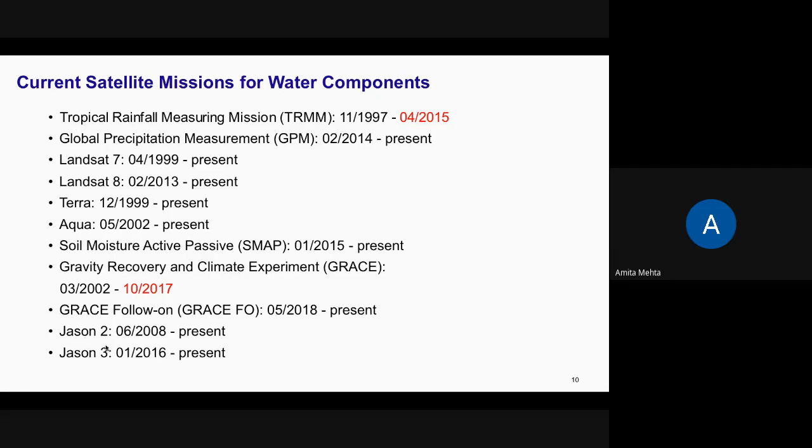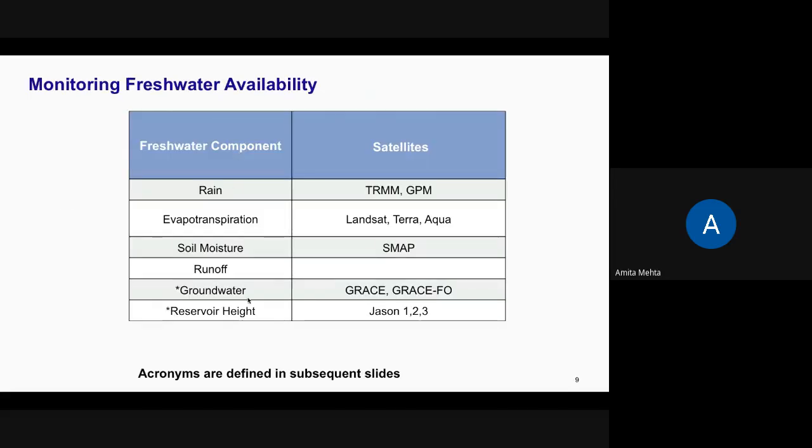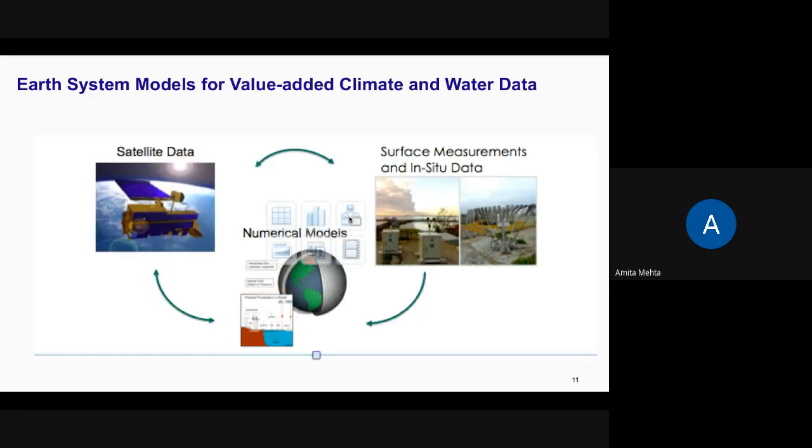So these satellites provide almost all the freshwater components that you want to observe. Most of them are global data, except for TRMM. And of course, runoff is also a very important component that cannot be observed directly, but it is derived from hydrology and land models in which some of these data are assimilated. So coming to Earth system models.